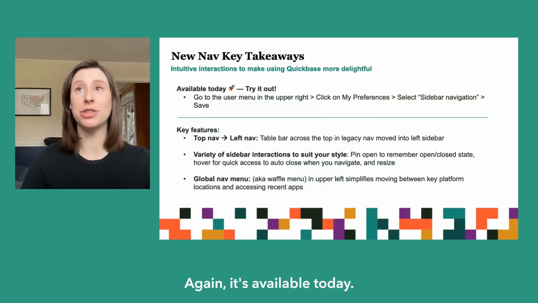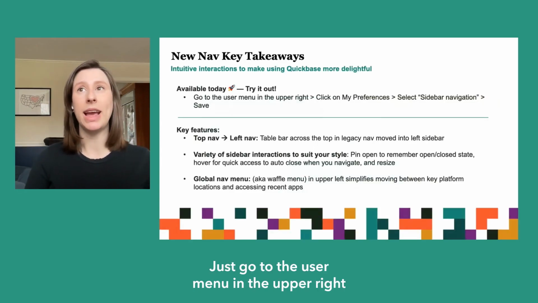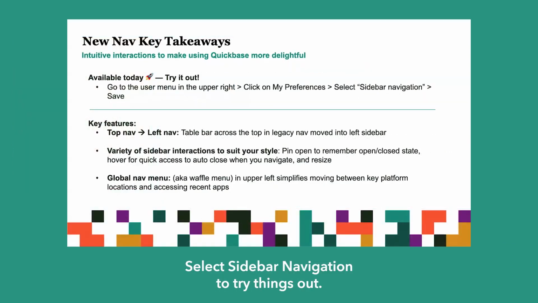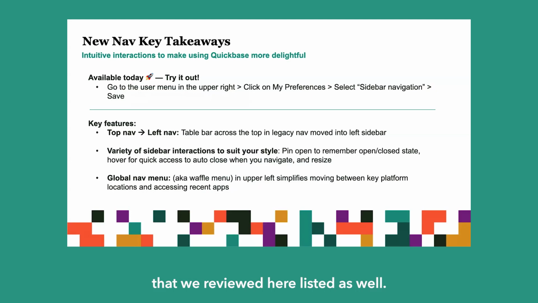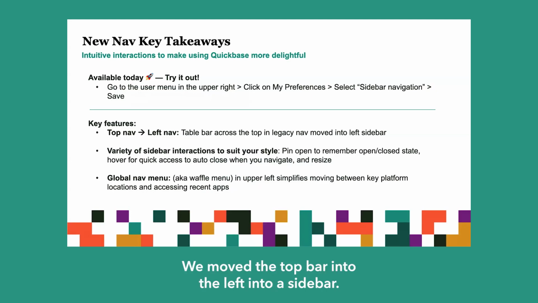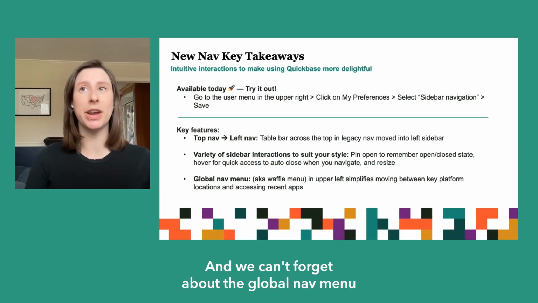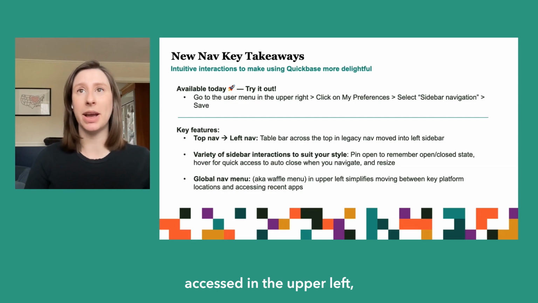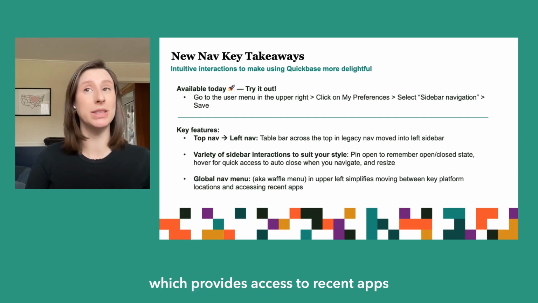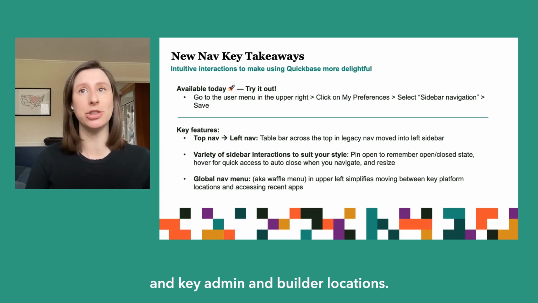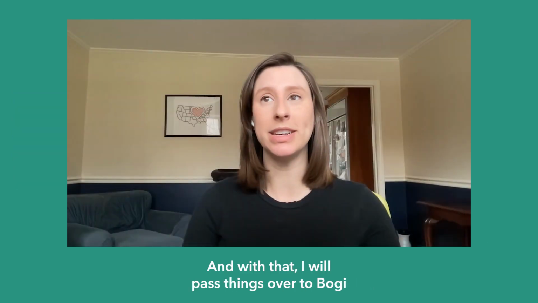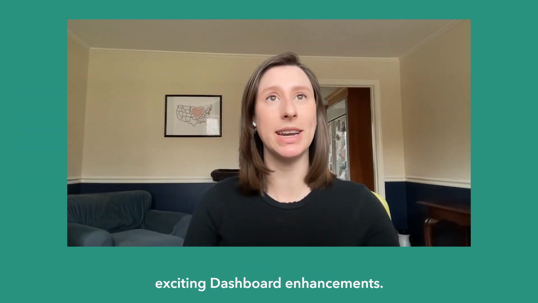Again, it's available today. Just go to the user menu in the upper right and into My Preferences, select Sidebar Navigation to try things out. And we have the key features that we reviewed here listed as well. We moved the top bar into the left into a sidebar. Then there are a variety of sidebar interactions you can take advantage of to suit your style. And we can't forget about the global nav menu accessed in the upper left, which provides access to recent apps and key admin and builder locations. And with that, I will pass things over to Bogi to tell you all about some of our exciting dashboard enhancements.